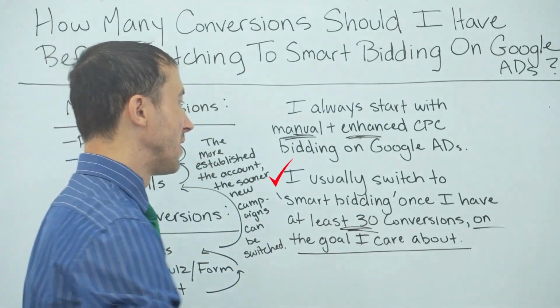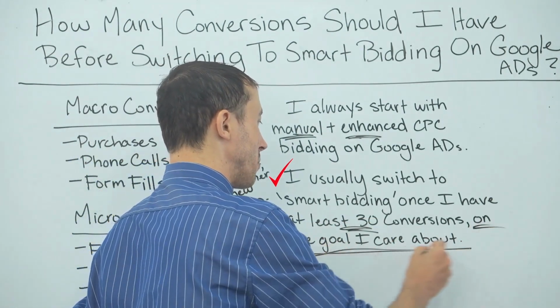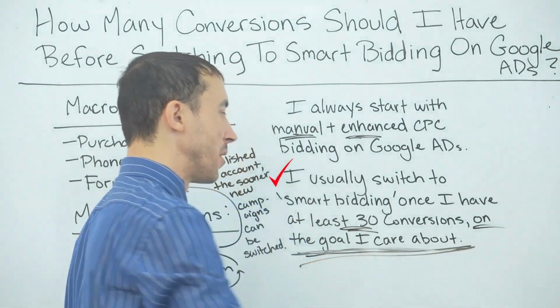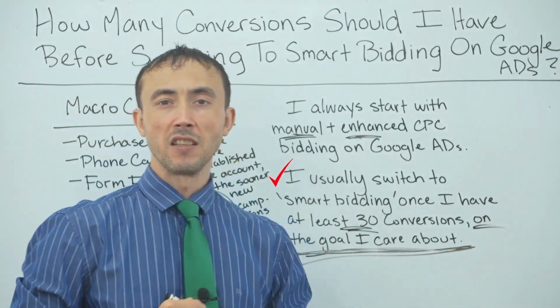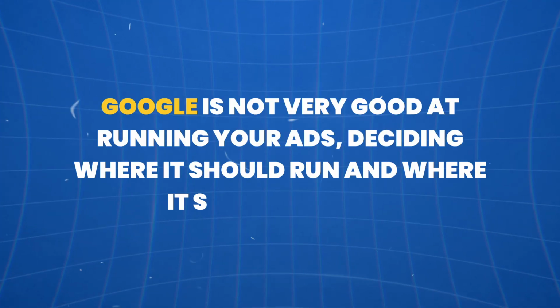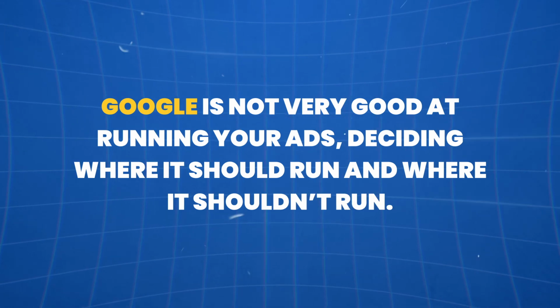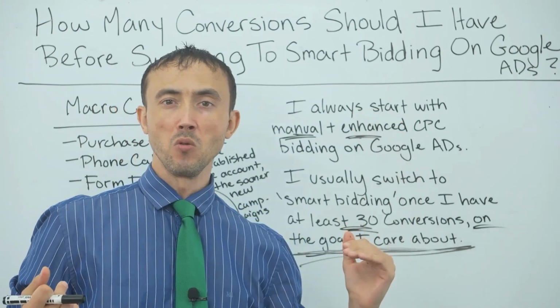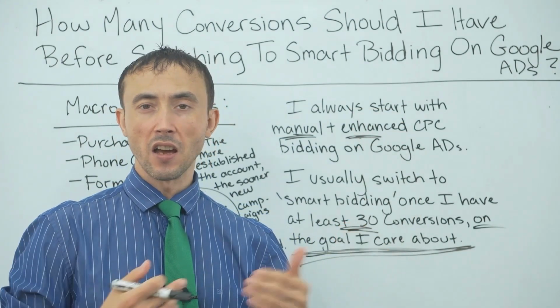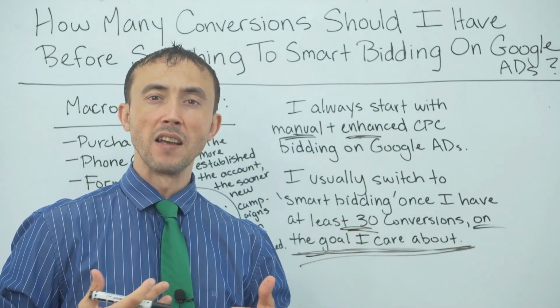Okay? And when I say conversions, I mean on the goal that I specifically care about at that time. The reason you need 30 conversions, like I said, is that Google is not going to be very good at running your ads and deciding where they should and shouldn't run on 2 conversions. They're going to look at the traits of those 2 people, and they're not going to draw very strong conclusions on who buys and who doesn't buy.